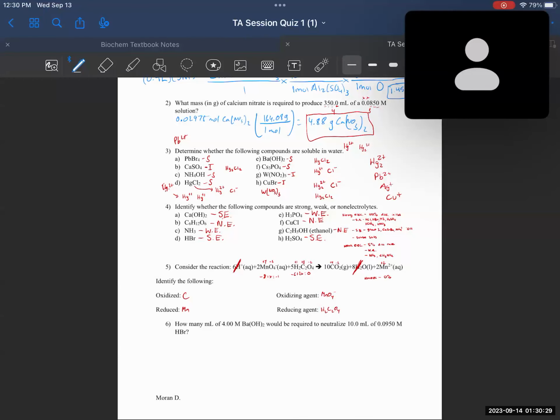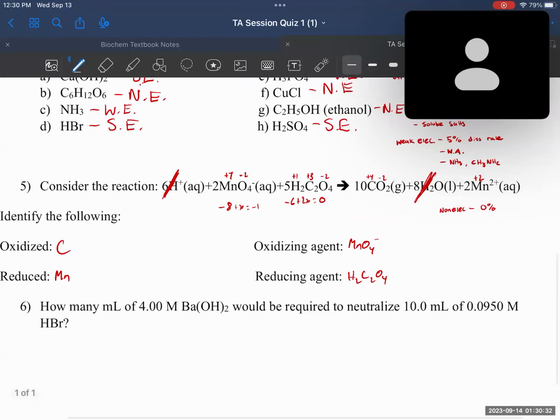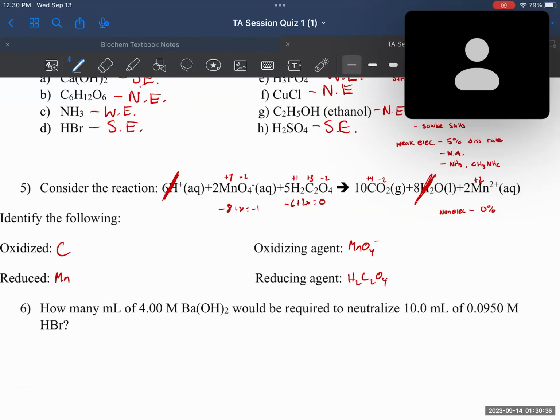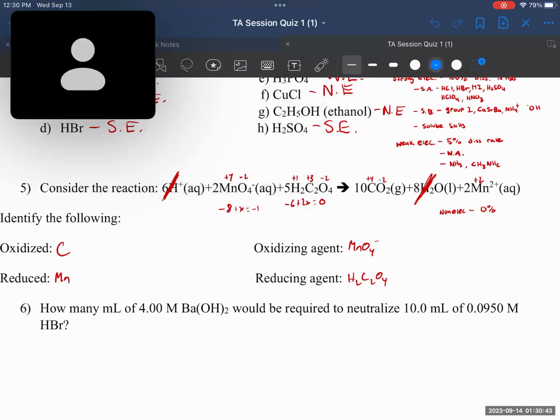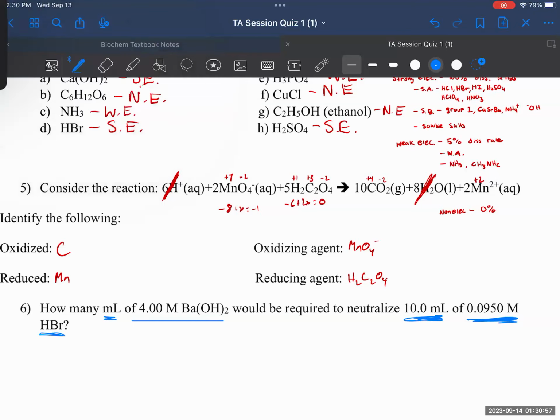All right. So as y'all can see, it is a very similar type of problem. It says, how many milliliters of 4 molar barium hydroxide would be required to neutralize 10 milliliters of 0.095 molar HBr? So this is the same thing, except instead of solving for molarity, we're solving for volume. It's the only main difference here. So what is our first step again?